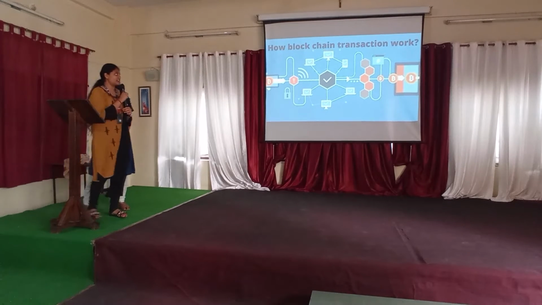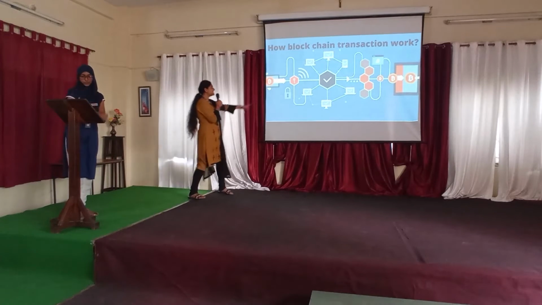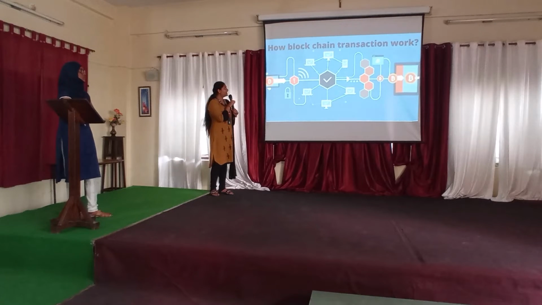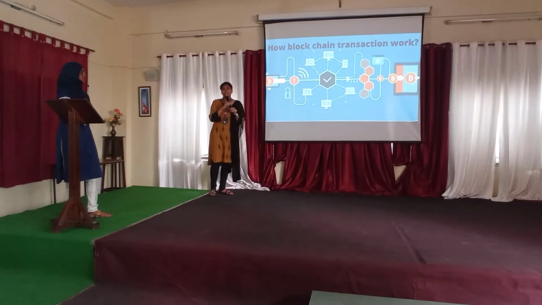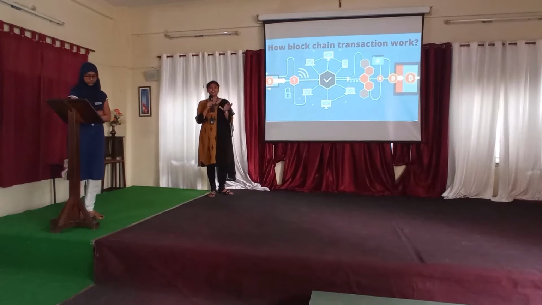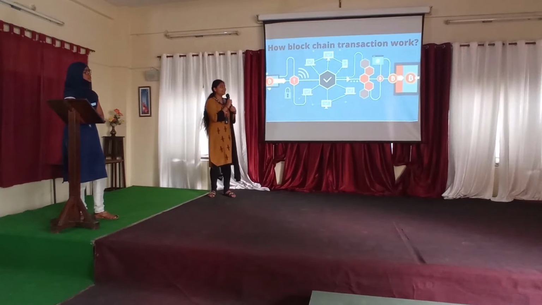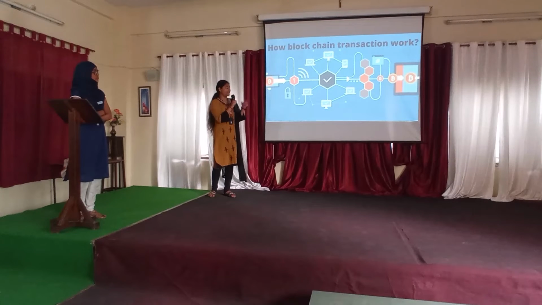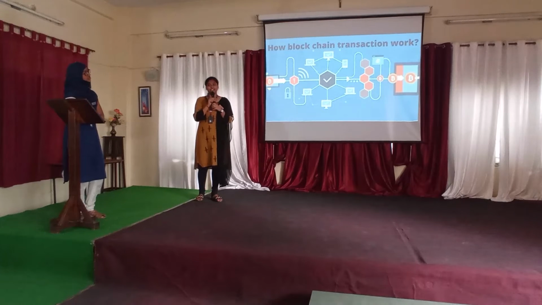How does a blockchain transaction work? I'll tell you how it works. First, a transaction is requested by a person or an organization. Then that transaction is transmitted to the other nodes of the network. Then those nodes verify that transaction. Then a block is created using a hash. A hash is a code used for creating a block.